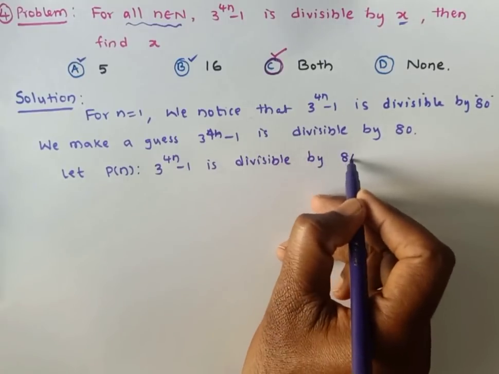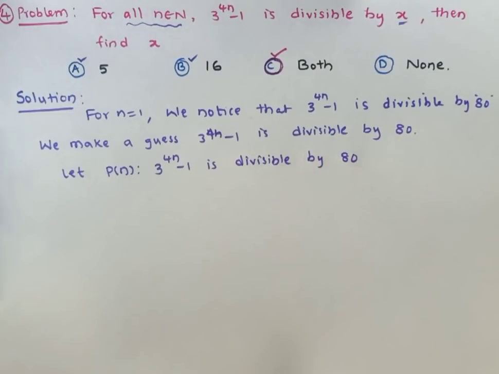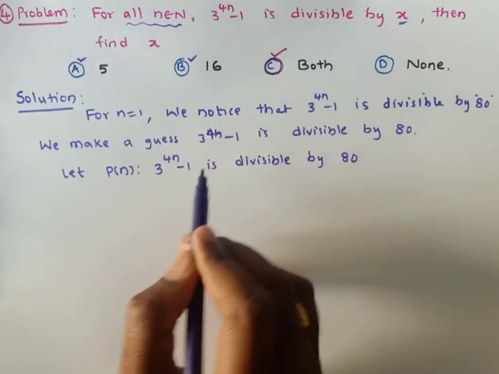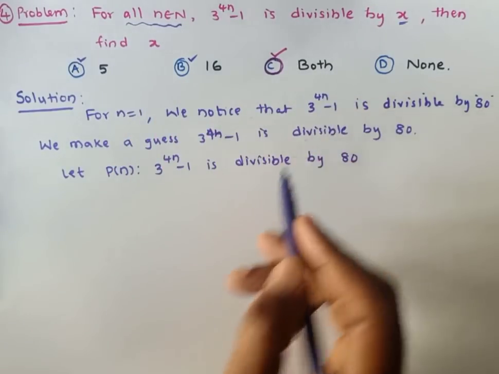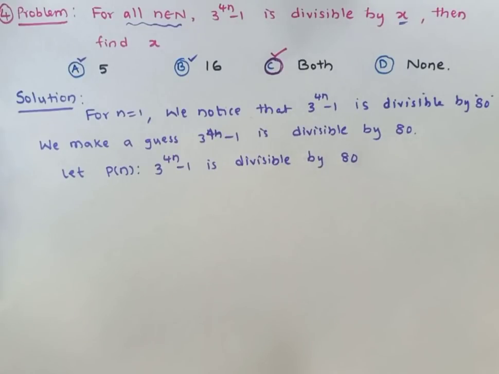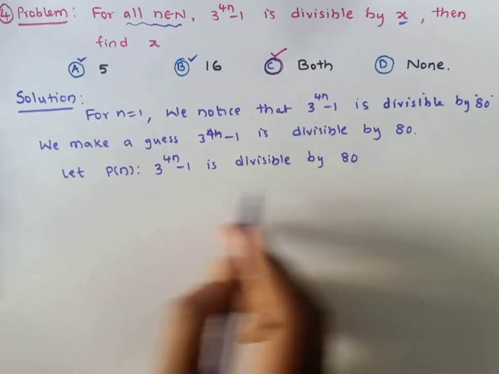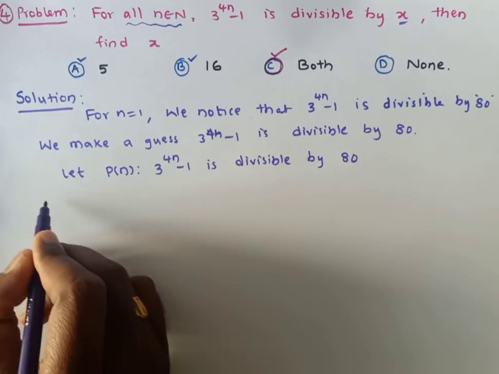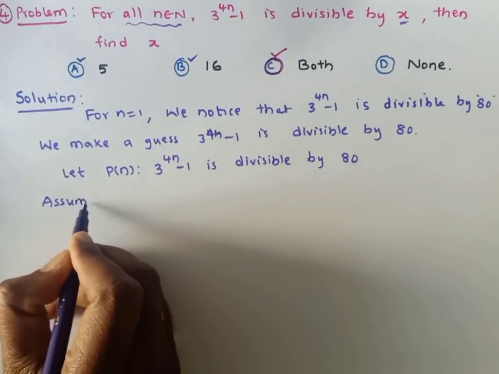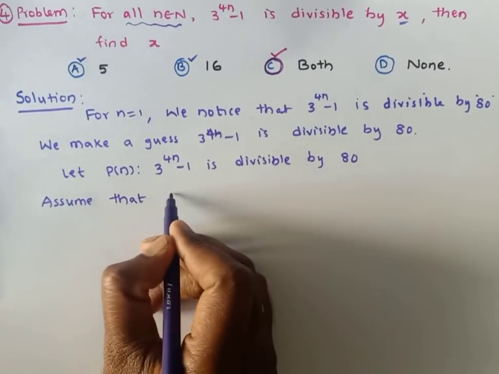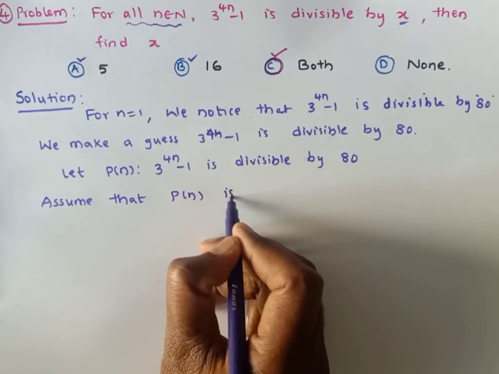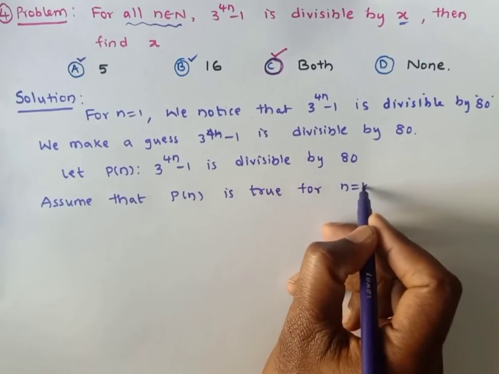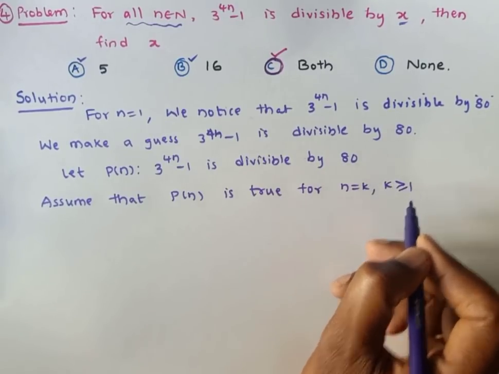by 80. Okay, first leave the options. Try to follow the procedure. Since n is 1, the smallest number in the natural number set is 1, so put n equals to 1, then the maximum number will be 80. So compulsorily it is divisible by 80. So let it be 80. Now the statement is this one. Already we know it is true for n equals to 1, so the first step is already done. Then the second step is assumption. Assume that the statement P of n is true for n equals to k, where k is greater than or equal to 1.